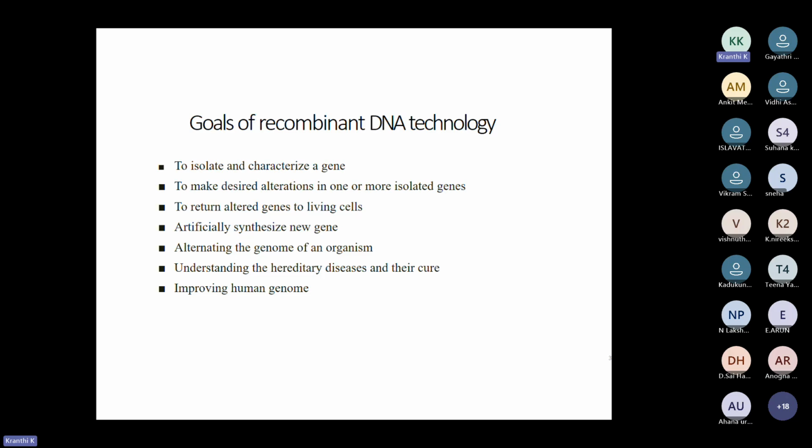Then, to return altered genes to living cells, artificially synthesize a new gene, altering the genome of an organism. You can alter the genome of the organism by inserting a new gene. That is recombination. It also helps in understanding hereditary diseases and their cure, and improving the human genome through the Human Genome Project. You can improve the human genome using this rDNA technology.